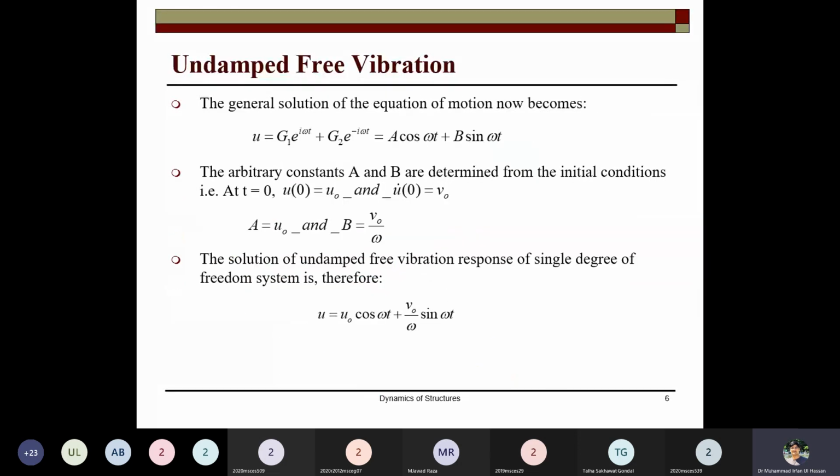And then for undamped free vibration the equation of motion we can write in this form, g1 g2, and it can also be a cos of omega t and b sine of omega t. And these a and b can be determined by the boundary conditions. So these are the constants, and this is the first solution for the undamped equation of motion that we have done in the class. The first solution for undamped free vibration.